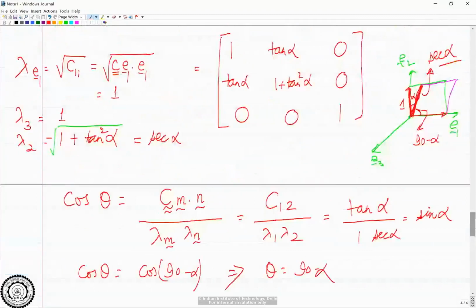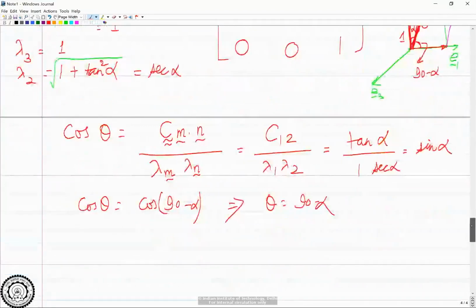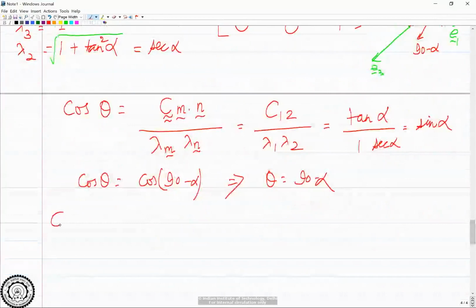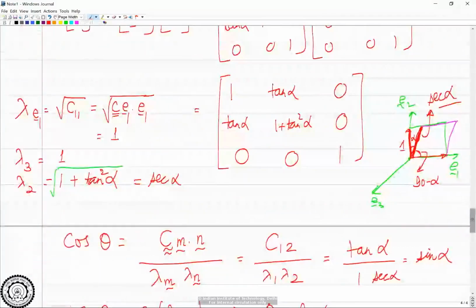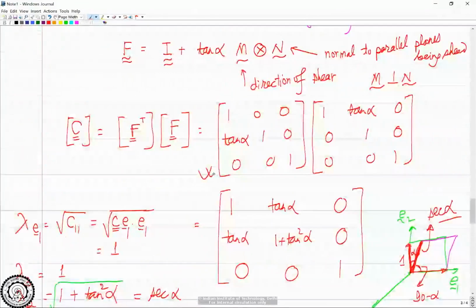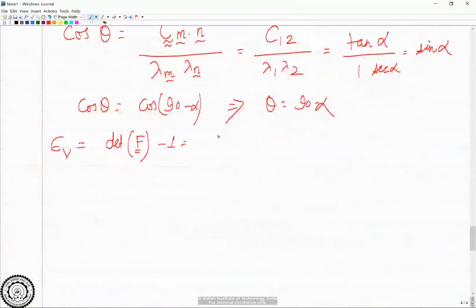Okay, what about the volumetric strain, for example, epsilon v? What is that equal to? So this, we know, is equal to determinant of F minus 1. Now what's the determinant of this matrix? You have to look at F. So this is F. What is the determinant of this matrix? How much is this? It is 1 itself. The determinant is 1 itself. And therefore epsilon v is 0.